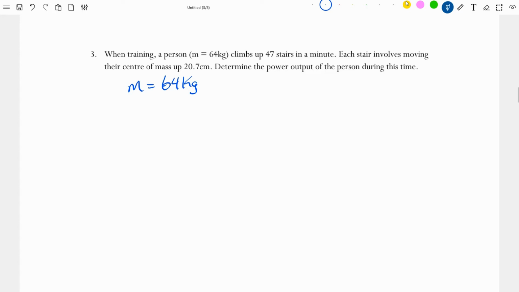Either one would work. So thinking along the lines of work divided by time, I'm going to want to know the work that this person had to do.